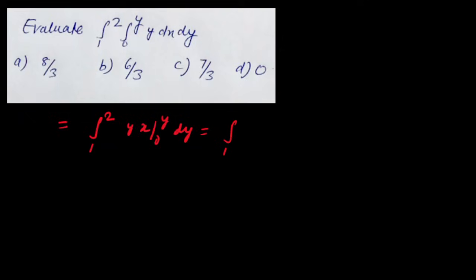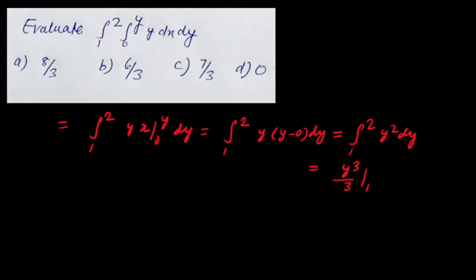Then it will be the integral from 1 to 2 of y times y minus 0, dy. So we get the integral from 1 to 2 of y square dy. Integration of y square is y cube by 3, limit is 1 to 2. So 1 by 3 times 8 minus 1, that is 7 by 3. So the correct option is C. Okay.